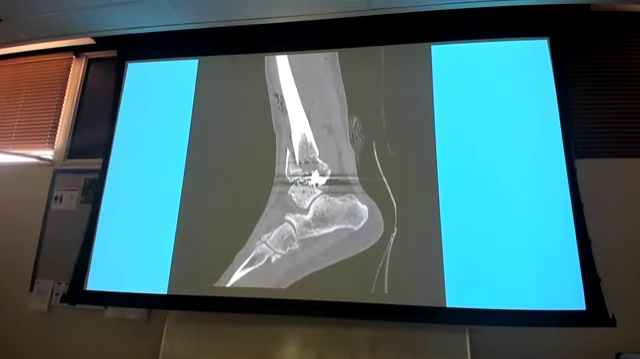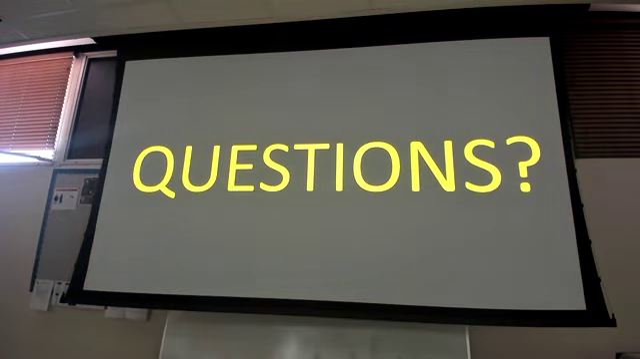What happened here? Anybody know? Anybody guess? Yes. Low velocity gunshot wound. The foreign body stayed right in that tibiotalar joint, caused a comminuted distal tibia fracture, probably a talar fracture as well. All this black is going to be that artifact from the bullet that's sitting in there. Questions on how to describe fractures?